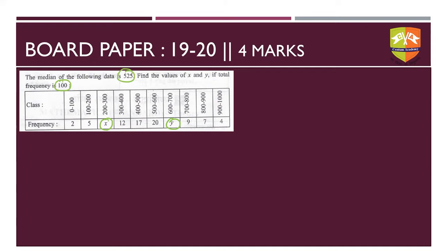Median is 525. So what is the median class? First of all, where is the median class? This is the median class. You now know L, but anyways, you have to create a table. Let's not be lazy and do it. So 0 to 100, and I will write the class marks next to it instead of frequency. I'll write 50 here. 100 to 200, it is 150. This is my xi. Then 200 to 300, this is 250. Then 300 to 400, 350.